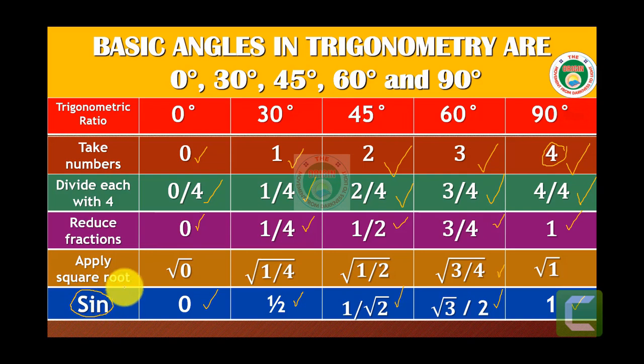From this step, you need to remember the trigonometric values. In the sine row: sin 0 is 0, sin 30 is 1 by 2, sin 45 is 1 by root 2, sin 60 is root 3 by 2, sin 90 is 1. These are the sine values.